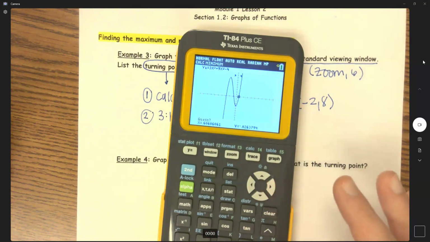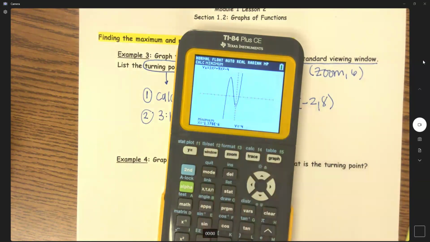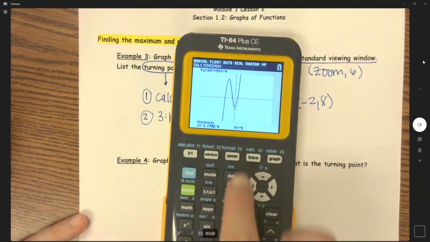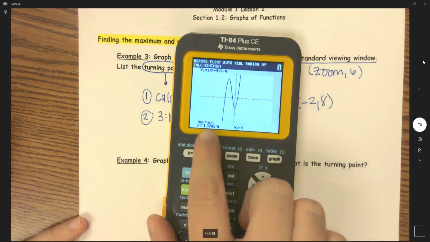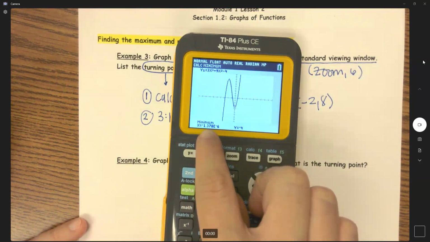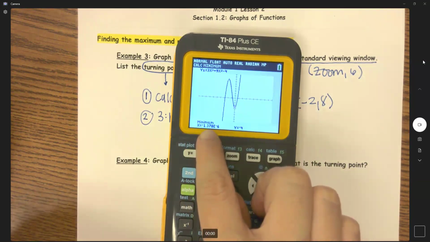Hit enter through the guess, and here is my minimum. Now I'm actually really glad it did this. And sometimes your calculator is going to do this, and I don't know why it does and doesn't. My min, I did not get an x of 0. You might have actually gotten x equals 0, and if you do, hooray. But I do want you to watch this in case this happens in your calculator.